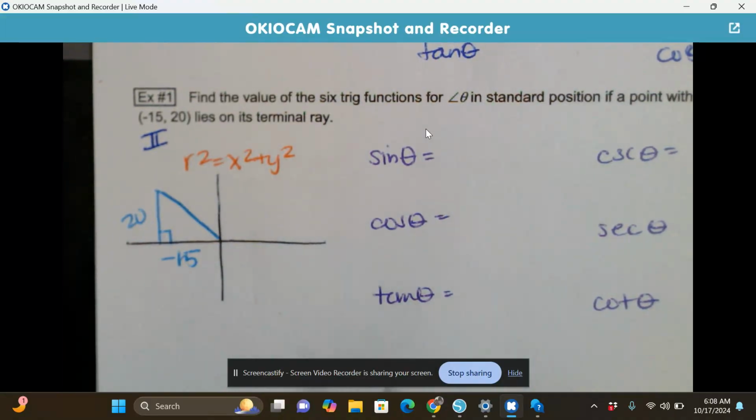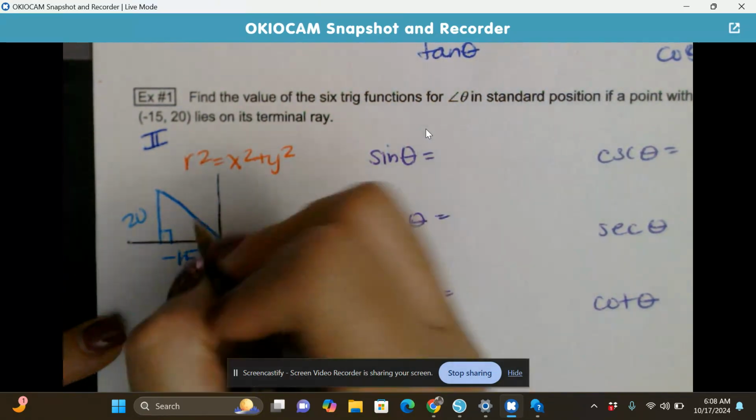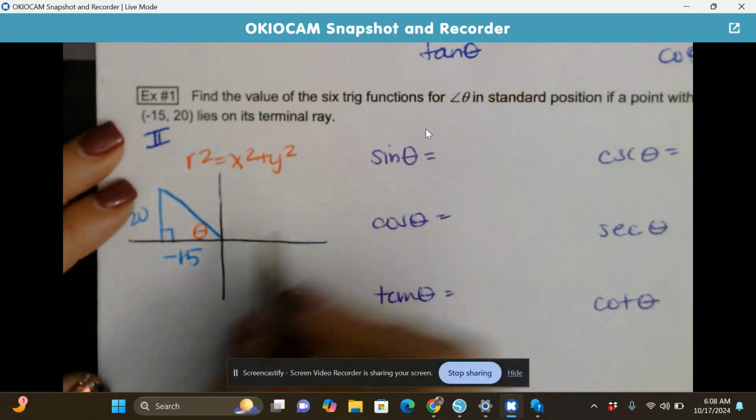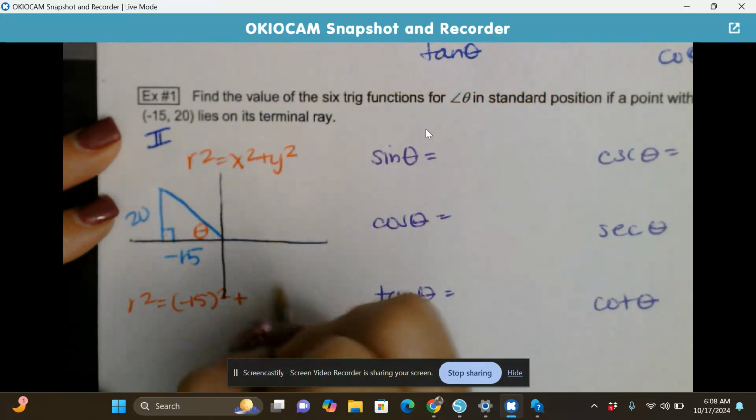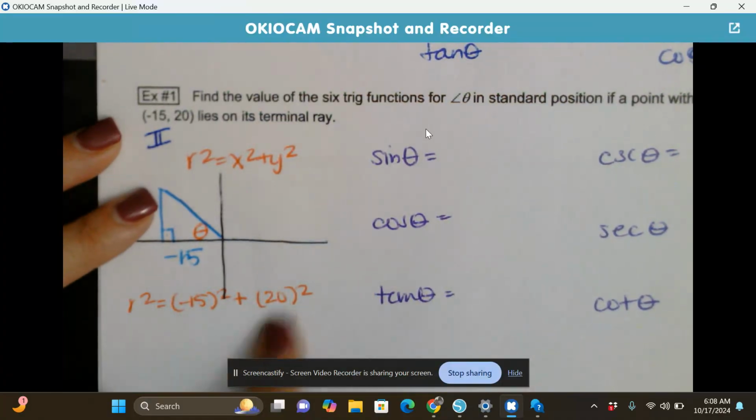That's fine, but we're just representing things in terms of x and y for our reference triangle, like on the unit circle on our coordinate plane. But we'll talk in a little bit how that also relates to just in general. All right, so here's our theta right here. So we've got r squared equals x, which is negative 15 squared, plus 20 squared. And then we're just going to work from here.